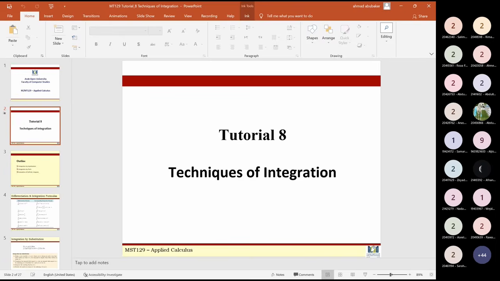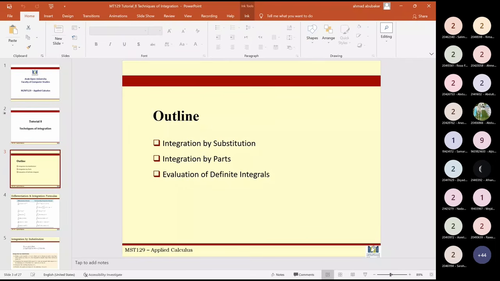This is the last tutorial in MT129. This is more techniques to find the integration. We have two techniques, integration by substitution and by parts. Also, we need to find the definite and indefinite integration by using substitution and by parts.